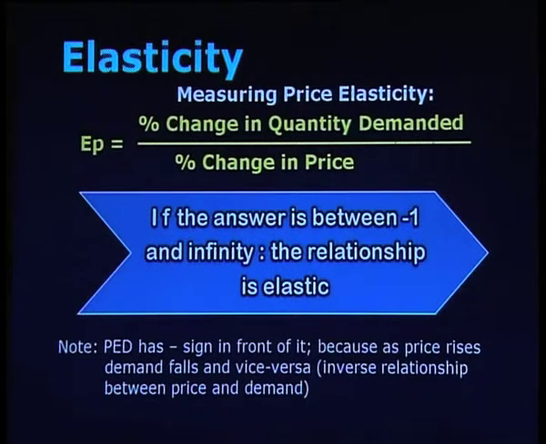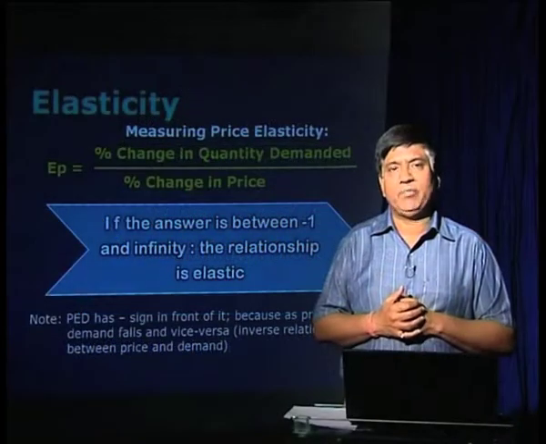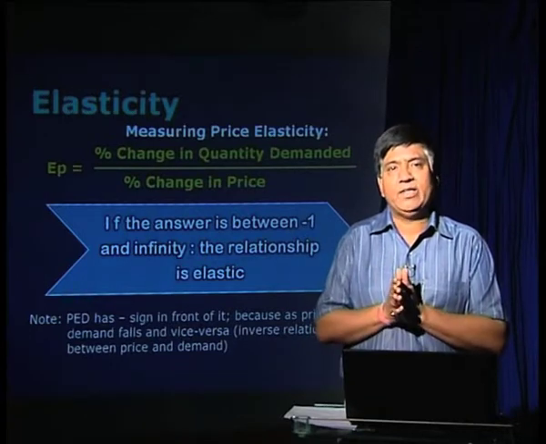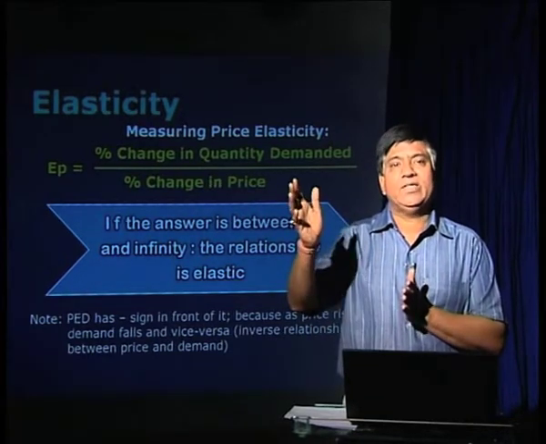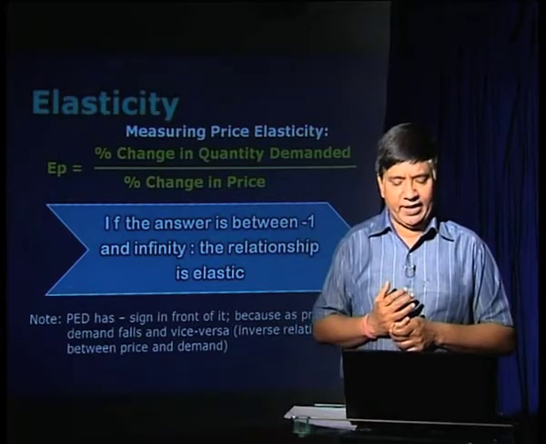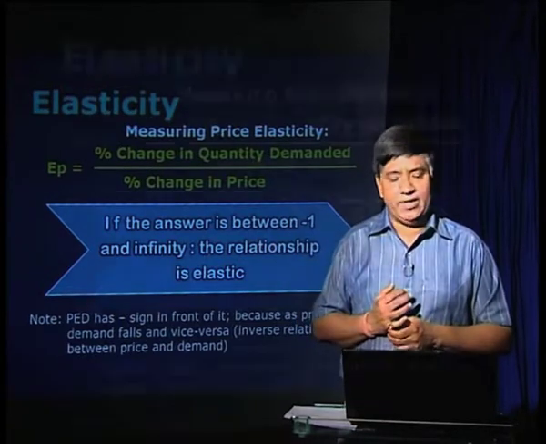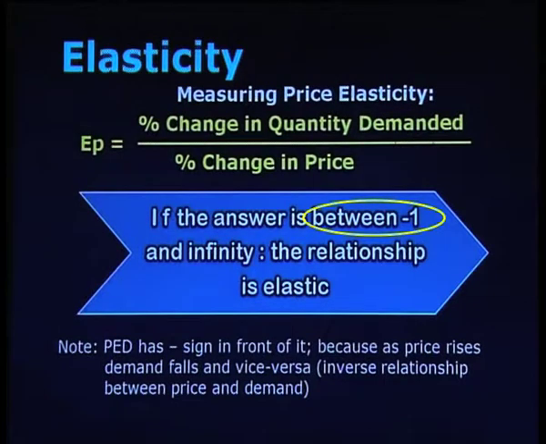On the other hand, the same EP, measured as percentage change in demand divided by percentage change in price, if the answer is between -1 and infinity, that means the percentage change in demand is much higher than the percentage change in price, and in that case the elasticity of demand is very high. And once again, the same explanation for this -1: it is because of the opposing movement of price and demand.